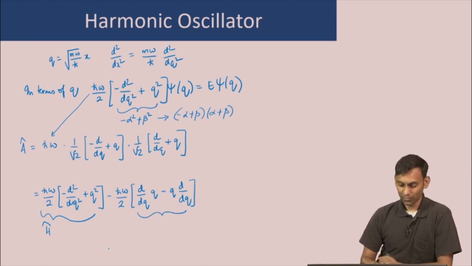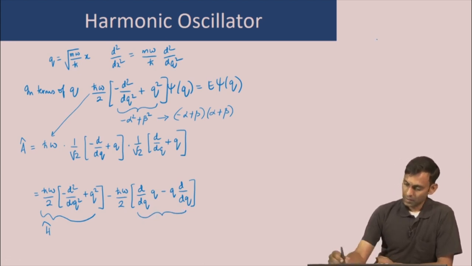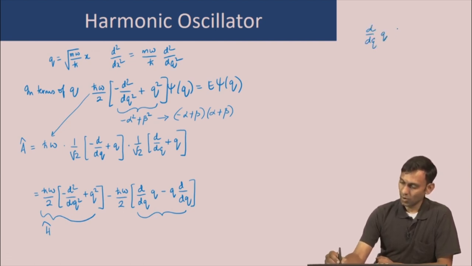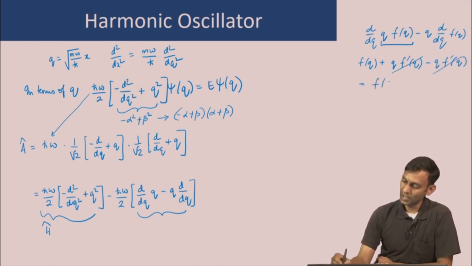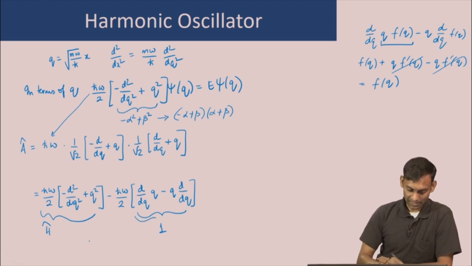So, the question is, what is the value of this operator? Let us try to determine d by dq times q operating on f of q minus q d by dq operating on f of q. This gives, and you have to use the chain rule here, f of q plus q times f prime of q minus q f prime of q. Now, these two will cancel and you get this to be simply f of q. So, the operator here is nothing but just 1, and this entire operator a hat that we have written here is effectively H, the Hamiltonian, minus h bar omega by 2.